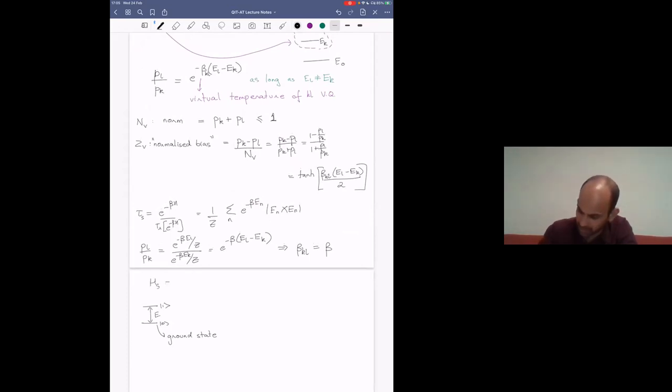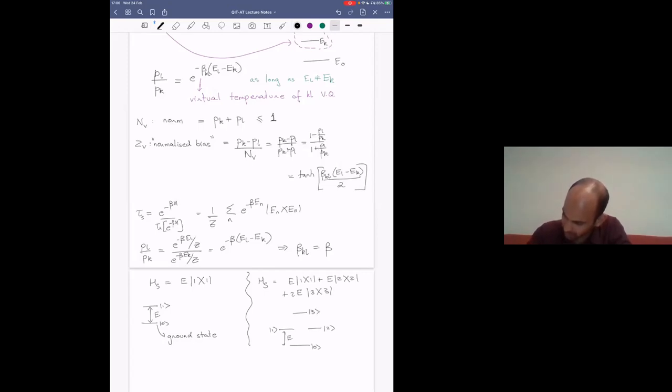If the Hamiltonian H_S is equal to E times |1><1|. Another example would be H_S equal to E|1><1| plus E|2><2| plus 2E|3><3|, then this corresponds to the energy level diagram: this is the state 0, this is the state 1, this is the state 2, and this is the state 3, and the gap between each of them is E.